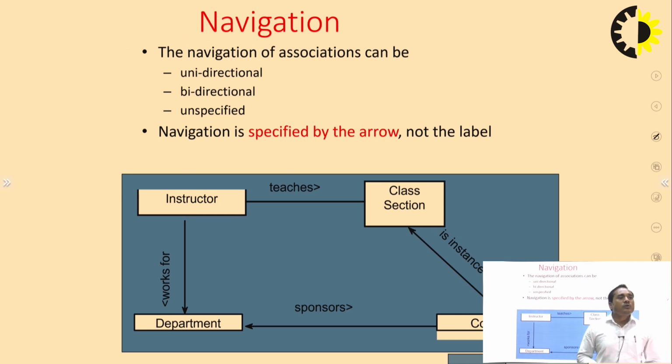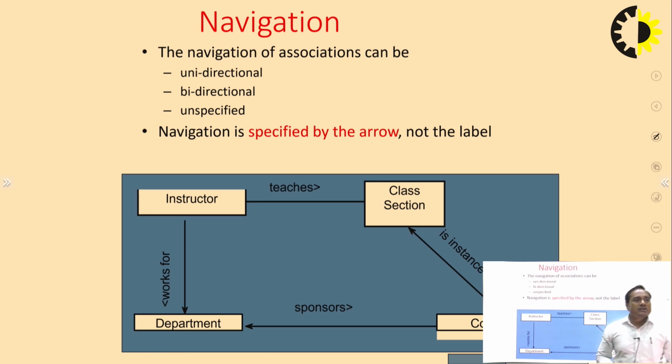So now we are going to navigating. A navigation of association can be unidirectional, bidirectional, or unspecified. So navigation can vary as per the need, that is unidirectional, bidirectional, and unspecified. Navigation is specified by the arrow, not the label.